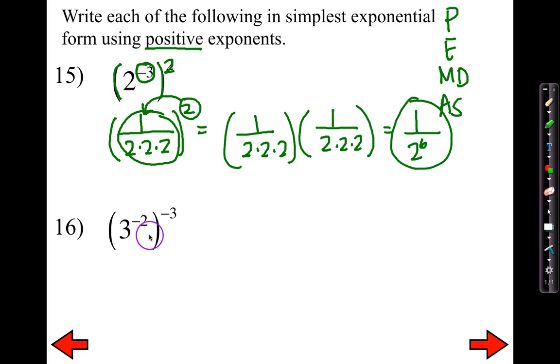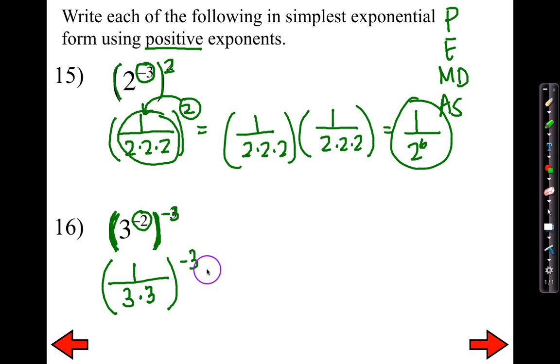Okay, so let's practice with number 16 as well. First, I'm going to start with parentheses. Is there anything I can simplify inside? Yes, because it's a negative 2, that does mean repeated division. So instead of multiplying repeatedly, I'm going to divide. So we're going to start with 1 divided by 3, a total of 2 times. But, whoops, I wrote a 2 on accident. A total of 2 times. Now, once again, still note that it is being raised to a negative third power. So I'm going to go ahead and raise that to the negative third power. Well, guess what? Because it's a negative exponent, I'm going to do repeated division.